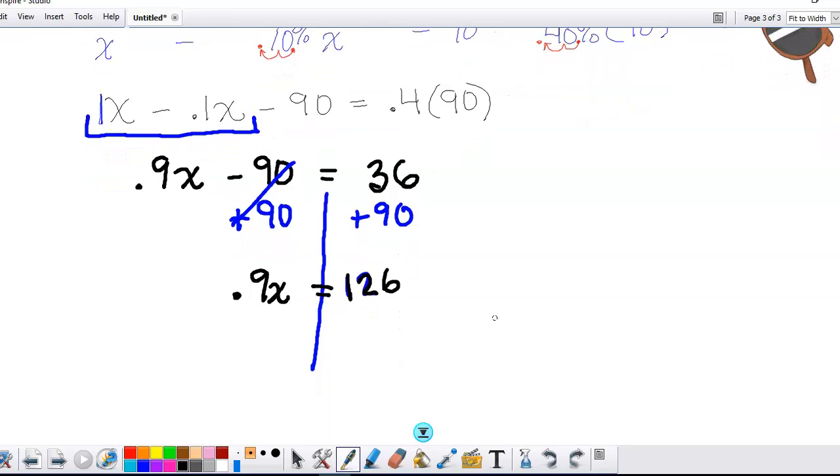0.9x is the same as 0.9 times x. The opposite of times is divide, so I'm going to divide both sides of this equal sign by 0.9. X equals 140. So this retailer should mark his sunglasses at $140 so that he can give that discount of 10% and still make 40% profit.